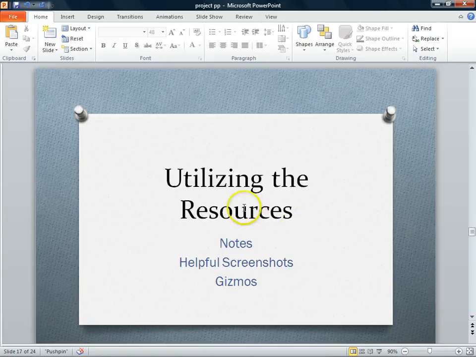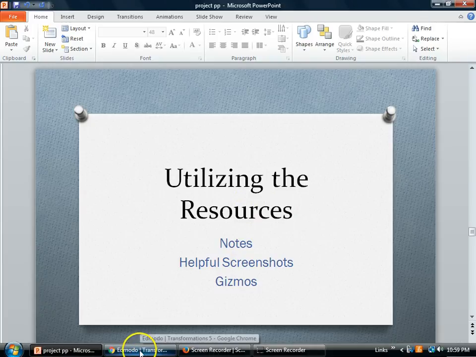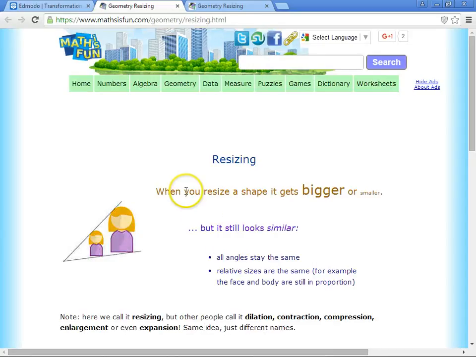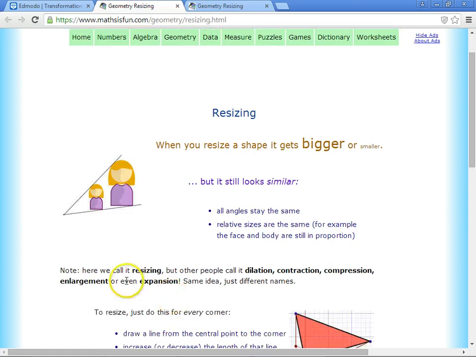Our resource for the dilation section is our notes. First of all, we'll go back into our Edmodo folder and open up our notes, and it tells you that when you resize a shape, it gets bigger or smaller, but it still looks similar. And if you look at the picture here, the dilated image is clearly 2 or maybe 3 times bigger. They don't give us our dilation factor here, but you can see the head and the body and everything hasn't changed. They call it resizing, but other people call it dilating.